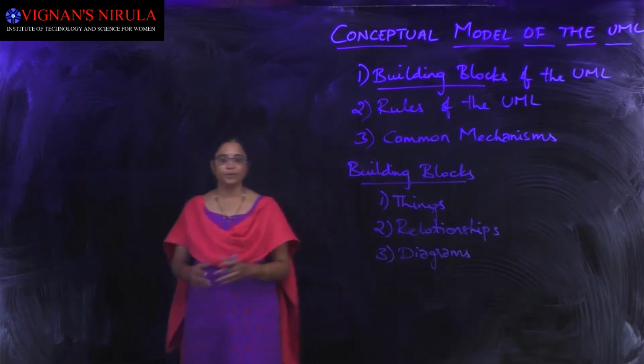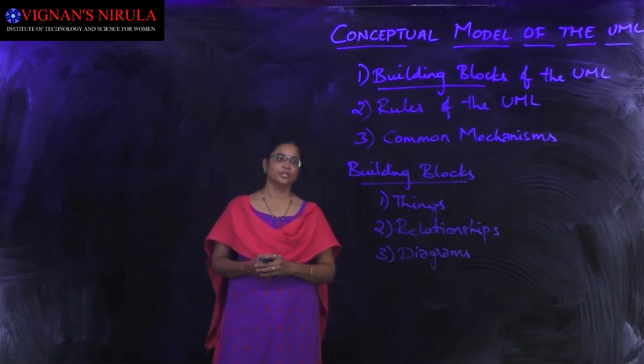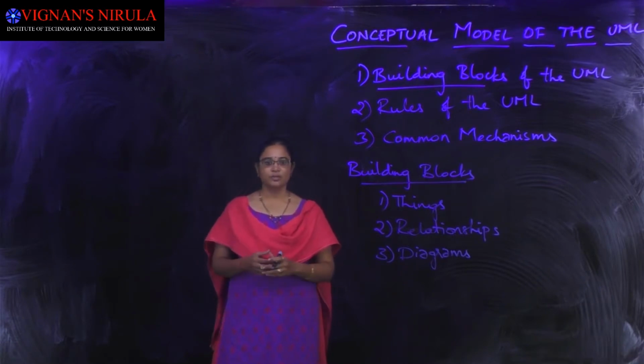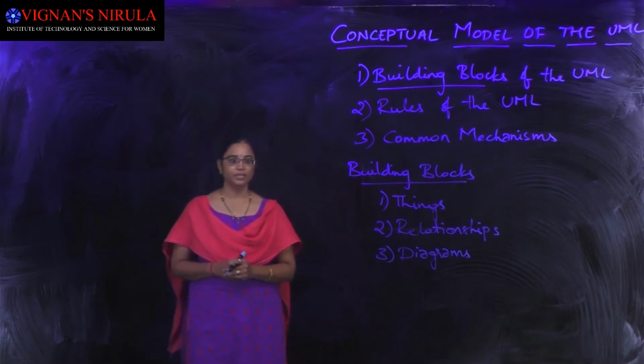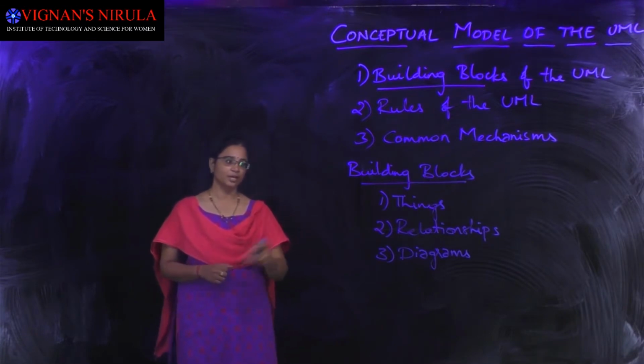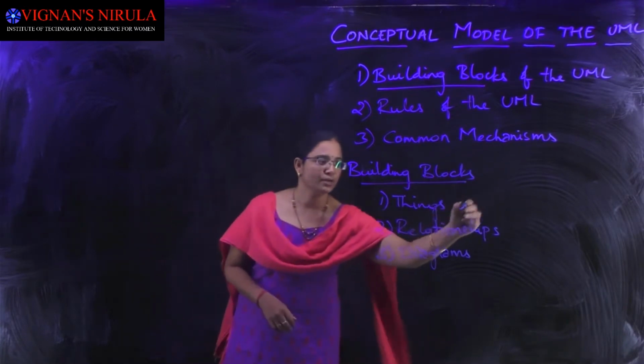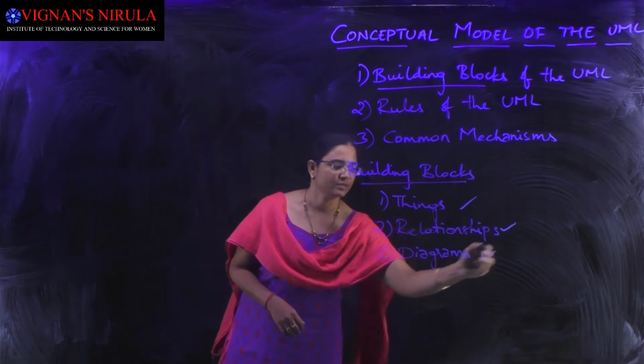So this is one of the important topics, and this is third unit. And in JNTU also they may ask a question like explain about the conceptual model of the UML, or they may be asking the question like explain about the building blocks of the UML. So coming to the building blocks of the UML, here we are having three types of elements. First one is things of the UML, relationships of the UML, and diagrams of the UML.